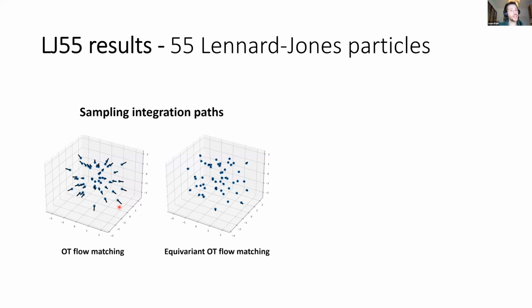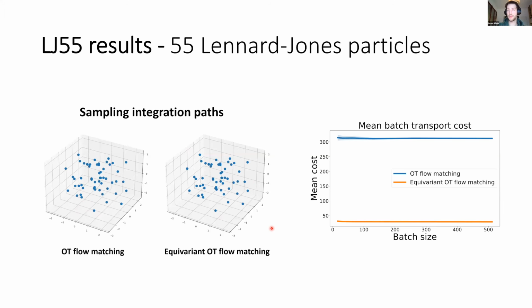For OT flow matching, you can again see we have these changes of direction. We first go towards the center and then go outwards again. For the equivariant OT flow matching, the paths are pretty straight and the direction changes are not that severe. This is, of course, because the transport cost during training is already much smaller. You can see here on the right, in blue, the mean batch transport cost for OT flow matching, and for the equivariant flow matching, it's about 10 times smaller.